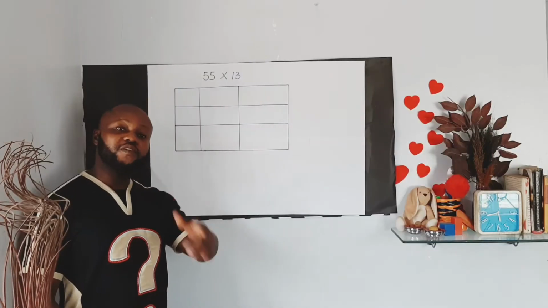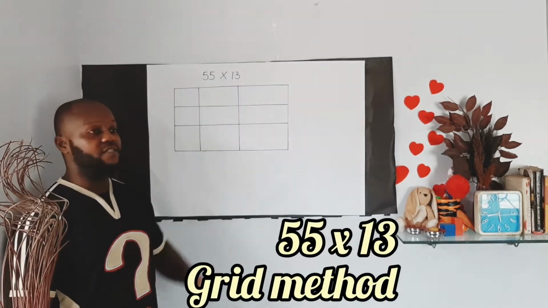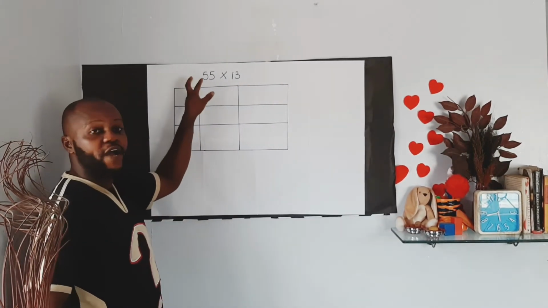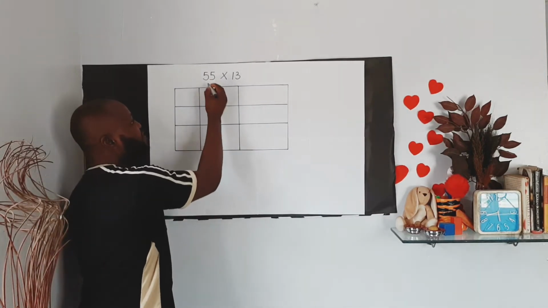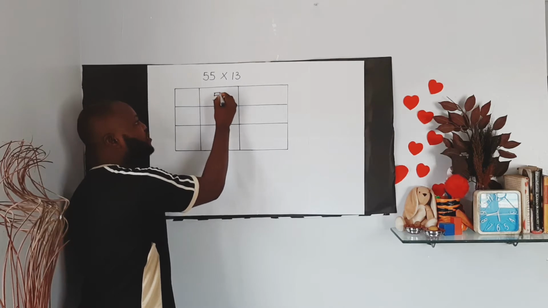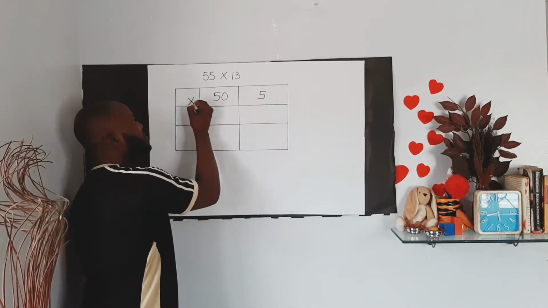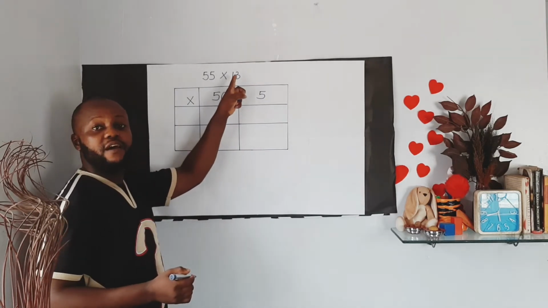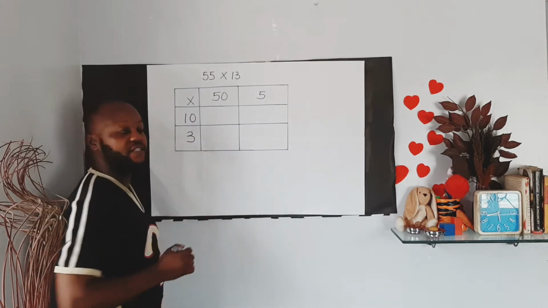Alright, I'm going to take you through the second example. This is 55 times 13. So I'm going to split 55 based on its place value. I know that 55 here is 5 tens, which is 50, and 5 ones, which is 5, times 13: 1 ten and 3 ones. So 1 ten and 3 ones will give you 13.